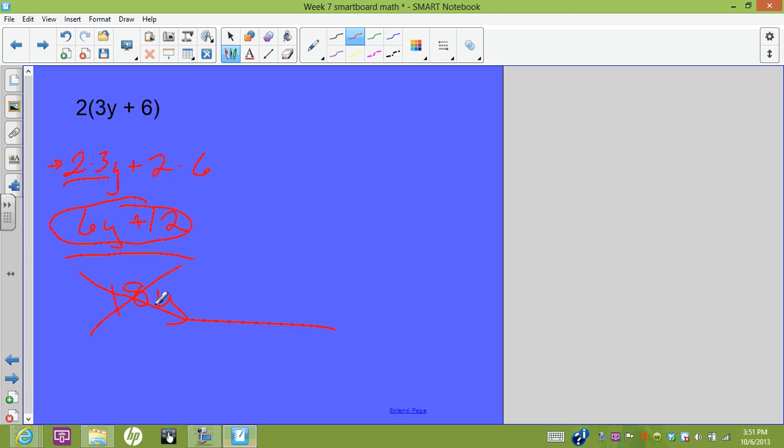You might remember from our video yesterday that you can only combine like terms if they have the exact same variable part. 6y has a variable of y, but 12 has no variable, so you can't combine these two. 6y plus 12 is your final answer.